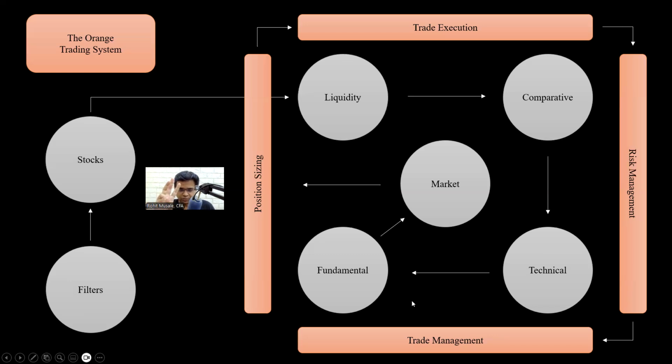Let's say I have 20 stocks in my filtered list. All those 20 will go through these filters, and whichever stock comes closer to this filter, that is a stock which is ready to be bought.